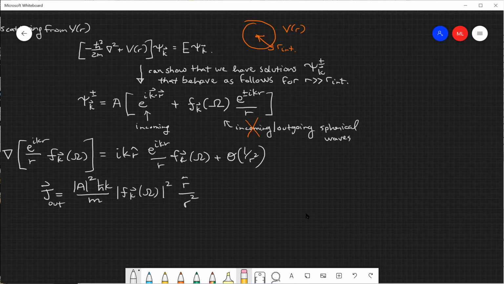So what's the idea now? We can imagine that we have this potential and we have this outgoing flux due to the scattering from this potential. And we're going to detect it with some detector. We're going to detect it in some solid angle, d omega.